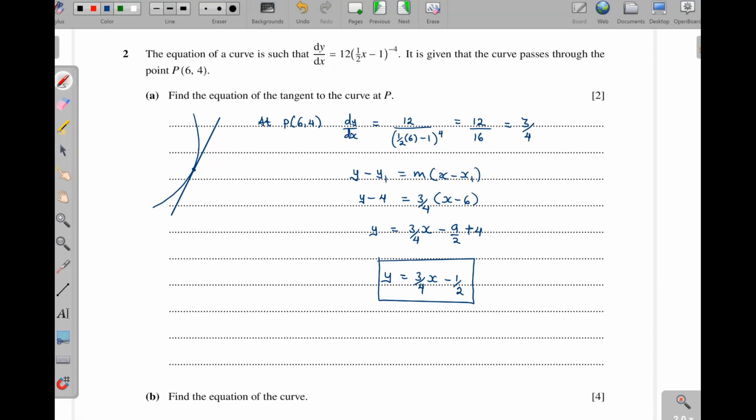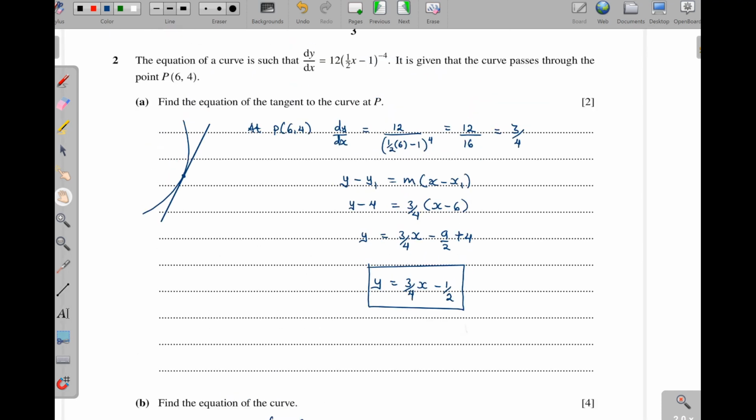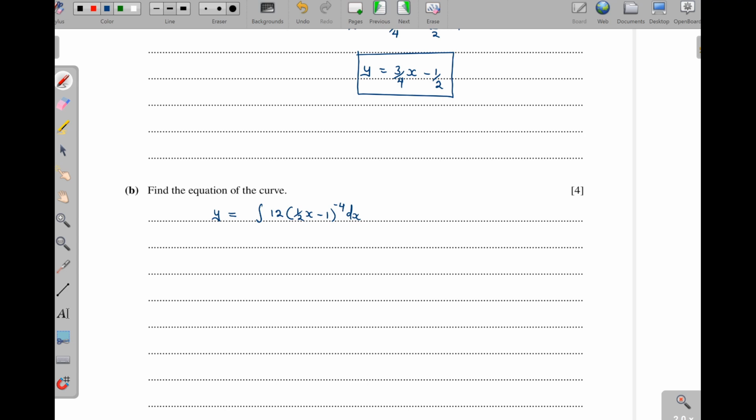So they differentiated, okay, to get this. This is the gradient function. So that means to get the equation of the curve, they differentiated y. So to undo this one, I have to integrate, right? So meaning y here is going to be equal to the integral of 12, then into a half of x minus 1, then to the power of -4 with respect to x. Now, this one will give us, put the 12 outside here.